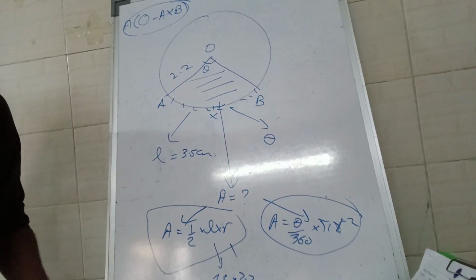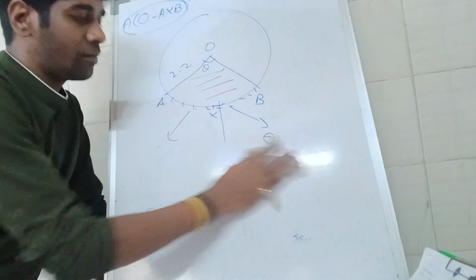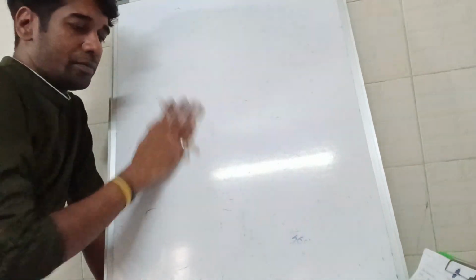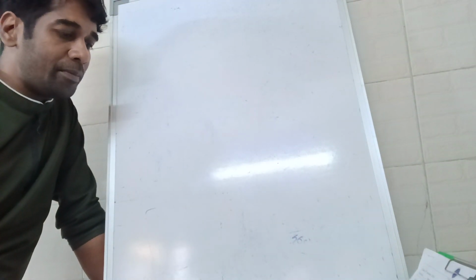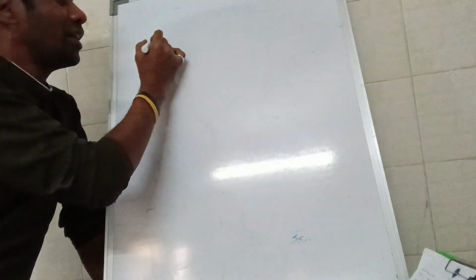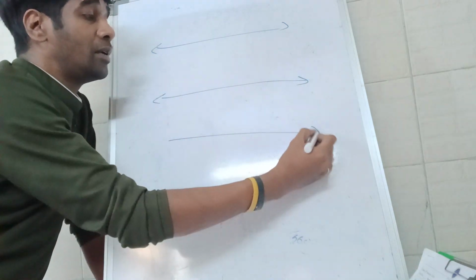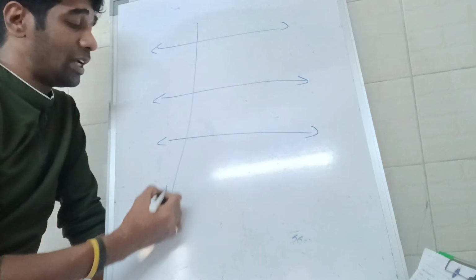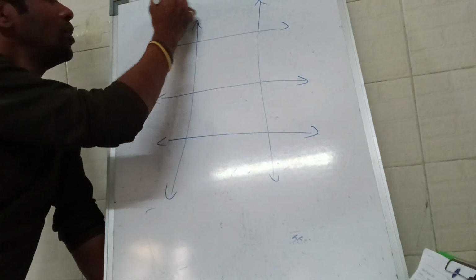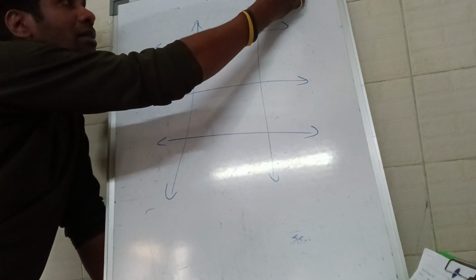The next sum. Question 2a. Complete the following activity. Now we have a diagram over here: three parallel lines with two transversals. Remember the property on three parallel lines.